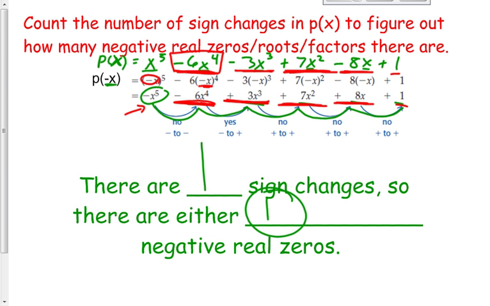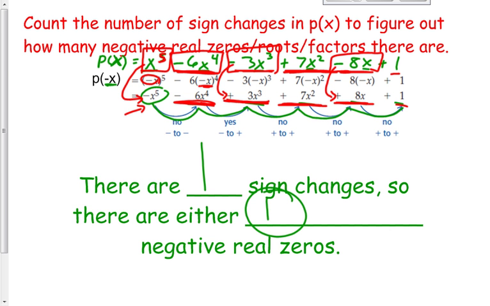So class, here's the bottom line. Whenever you have an odd exponent, 5, 3, and x to the 1st, or 5, 3, 1, the signs are going to switch. It went from positive to negative right here. It went from negative to positive right here. It went from negative to positive. So whenever you have an odd exponent, the sign is going to switch.